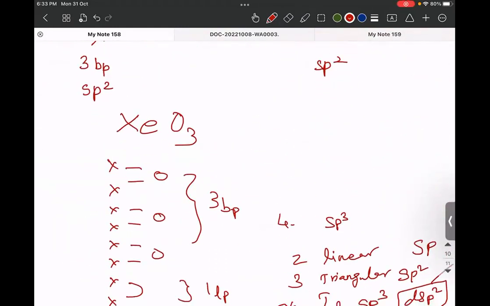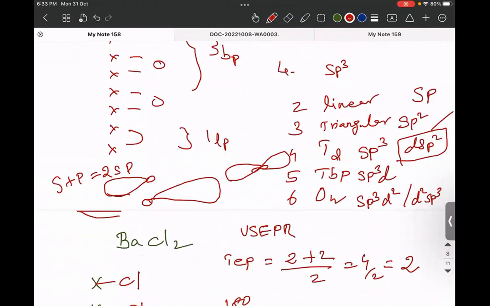2 means linear, 3 means triangular, 4 means tetrahedral, 5 means trigonal bipyramidal, 6 means octahedral. It's only for simple inorganic molecules, not for complexes or any other things. For covalent molecules you can take this; if you take ionic molecules, it becomes difficult. For the covalent ones you can decide by these methods. Is it clear, all of you?